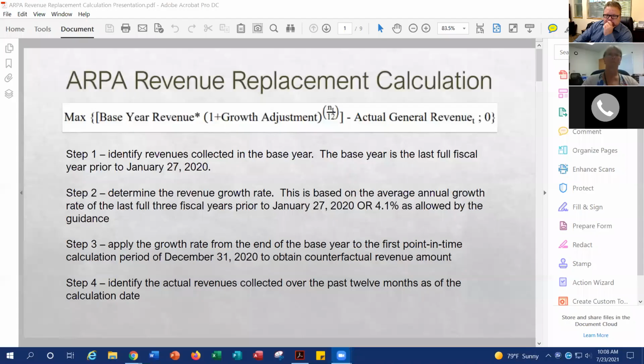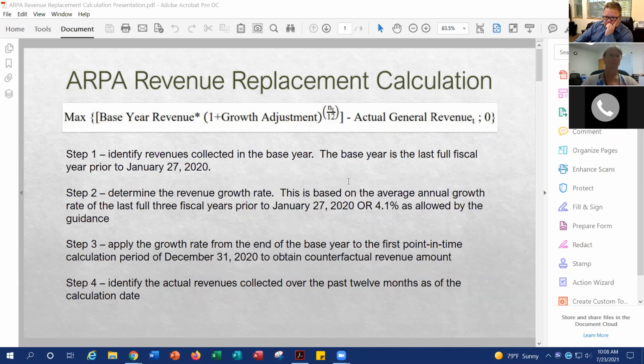Entities in Wyoming that have a fiscal year ending June 30th, that's going to be June 30th of 2019. That's going to be your base year. Then you'll determine your revenue growth rate, and this is based on the average annual growth rate of the last full 3 fiscal years prior to January 27th, 2020, or 4.1% as allowed by the guidance. So you can select the higher of the two.